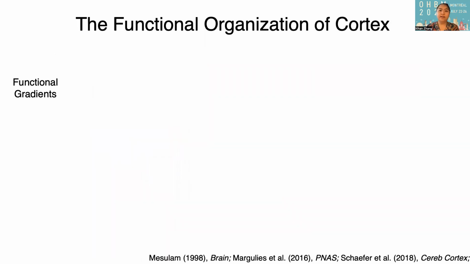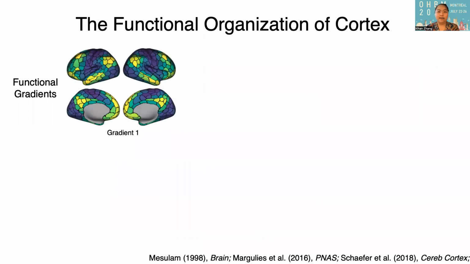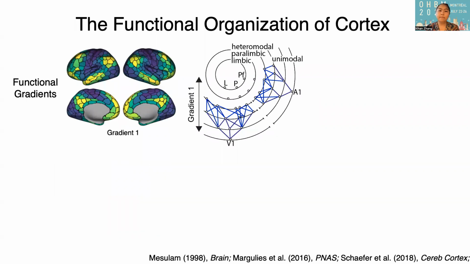Talking about function, initially formalized by Mesulam and others, then recently confirmed by Margulies and colleagues in their study that decomposed the resting state functional connectivity into gradients, the functions of the cerebral cortex are organized along two axes. The first axis, or gradient 1, spans between the unimodal areas such as the visual or auditory system, and the transmodal association areas, including heteromodal, paralimbic, and limbic cortex.